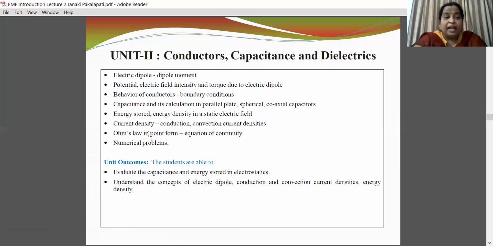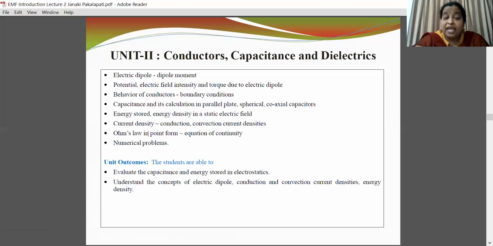Next, the topic is energy stored and energy density in a static electric field. Then comes the next topic, current density. What do we mean by current density? We will define it here. There are two types of current densities, conduction and convection current densities, and also Ohm's law in point form, which helps us find the equation of continuity. We will go through some numerical problems of this particular chapter.